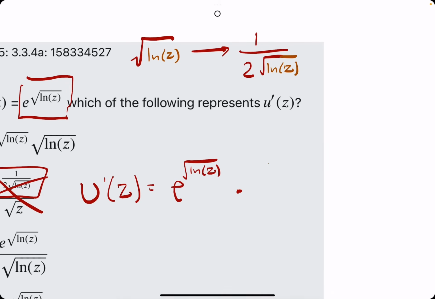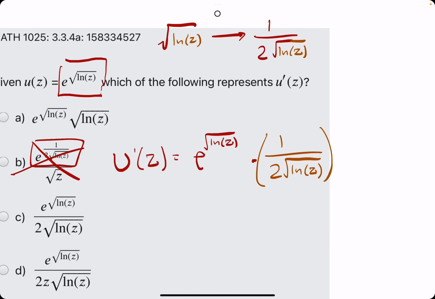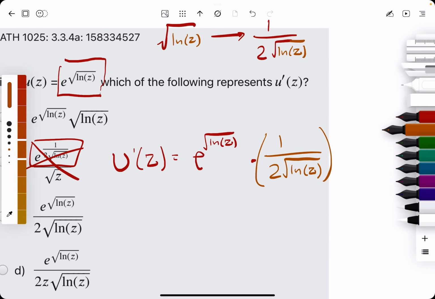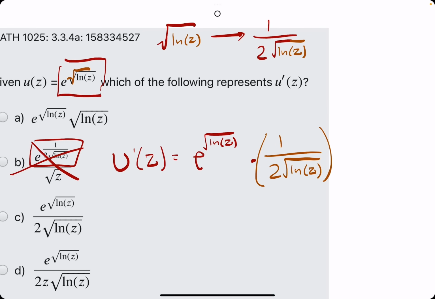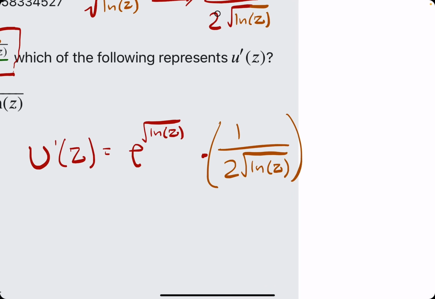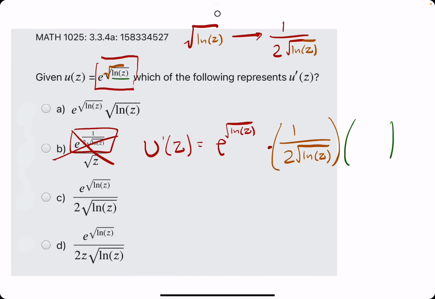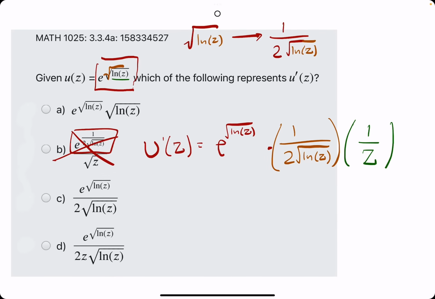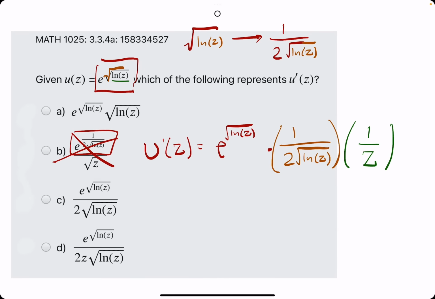So the derivative of our middle layer is this, 1 over 2 times the square root of ln of z. Then the very last layer, so that was for the square root of ln of z, and then our innermost layer is the ln of z. ln of z has a derivative of just 1 over z. So we are looking for all these terms in our answer.